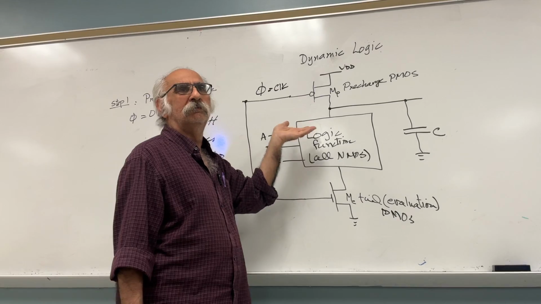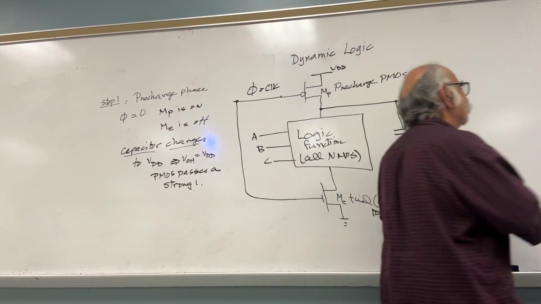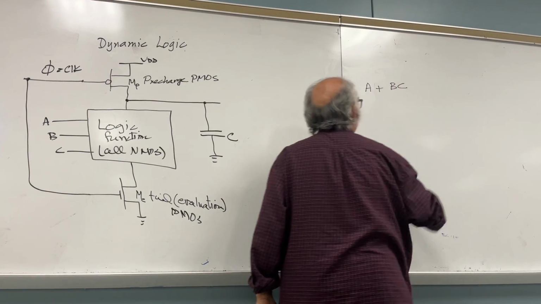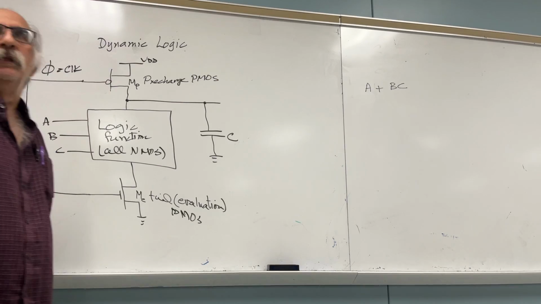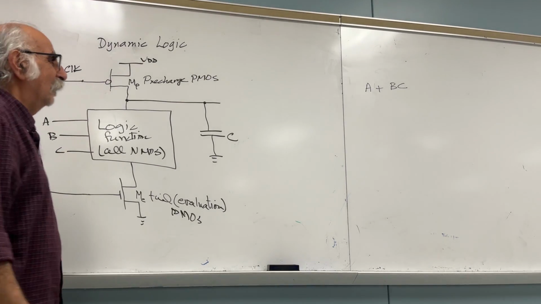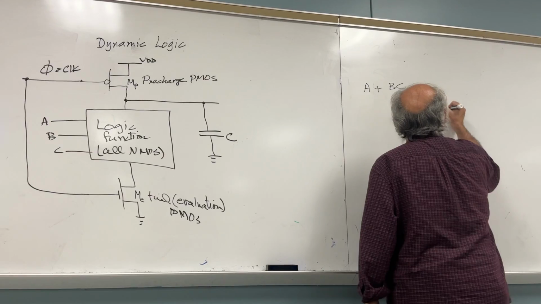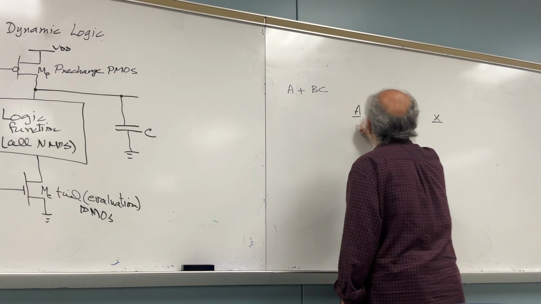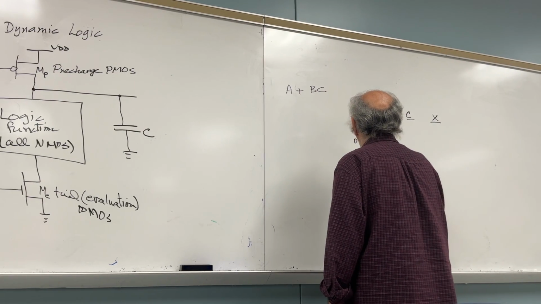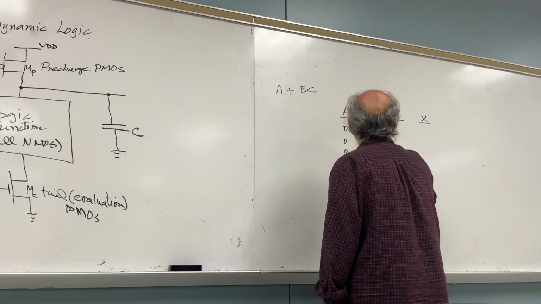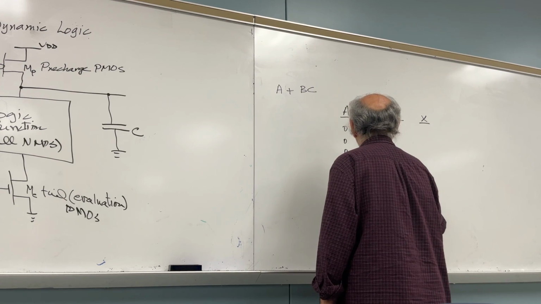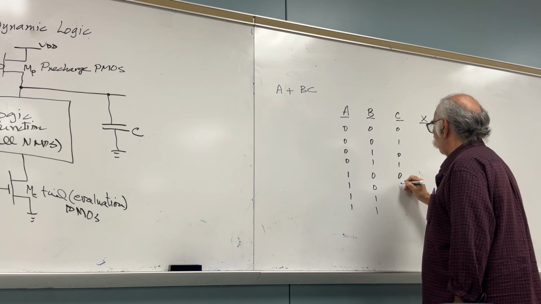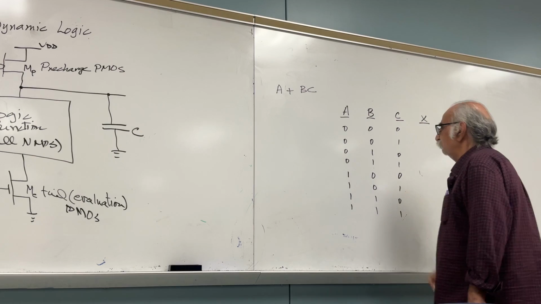This one is a logic, just general logic. So let's take an example. Suppose you want to implement A or BC. Did you get it? So let's sketch the truth table. A, B, C, X: 0, 0, 0, 0, 1, 1, 1, 1, 0, 0, 1, 1, 0, 0, 1, 1, 0, 1, 0, 1, 0, 1, 0, 1. Clear?